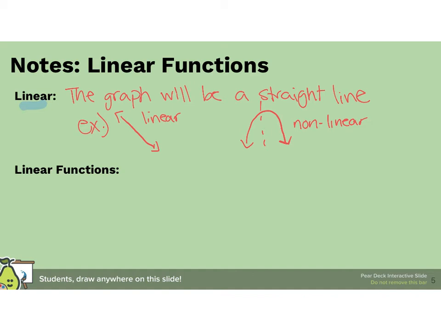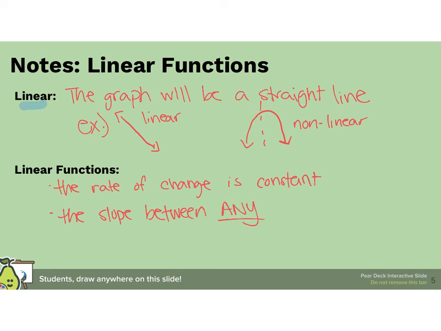So linear functions, the rate of change is constant. Another way of saying that, in case that doesn't make sense to you, is the slope between any 2 points is the same. Doesn't matter which 2 points you pick, that slope always will be the same if your function is linear, meaning a straight line.